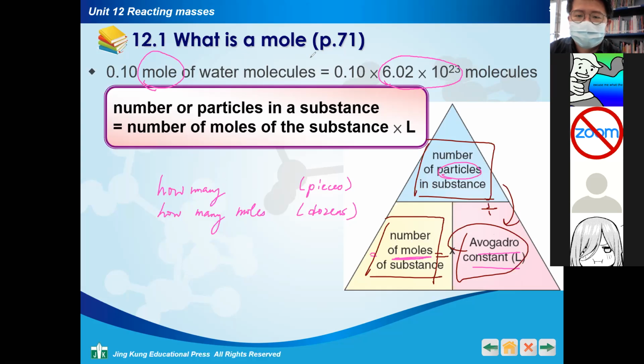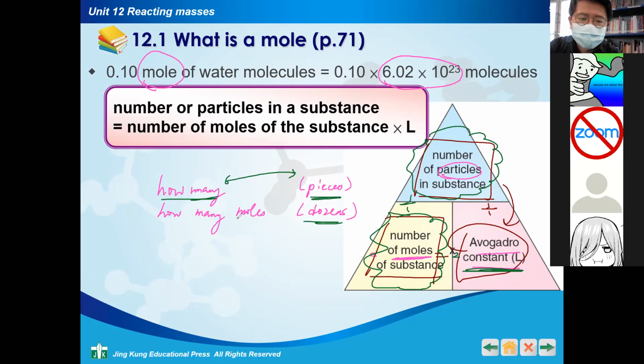Now, how about the third one? I just want to know what is meant by 1 mole. It is simply the number of particles in the substance divided by the number of moles of it, and here comes the so-called 1 mole. It is what we call Avogadro's constant. Can you get my point? So this is how that triangle works. If you still find it difficult, you may make an analogy by relating how many to the number of pieces and how many moles to a dozen, and you can do the conversion very similarly. Do you understand?